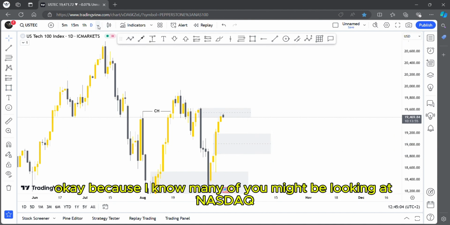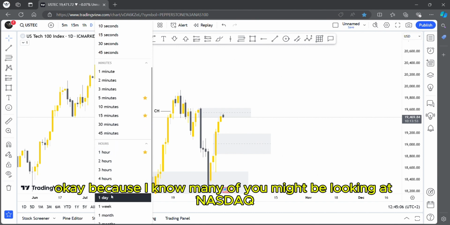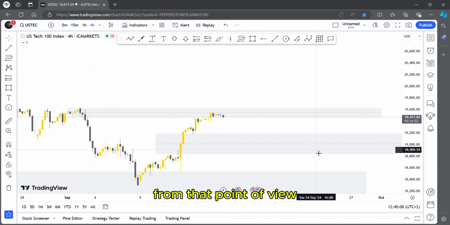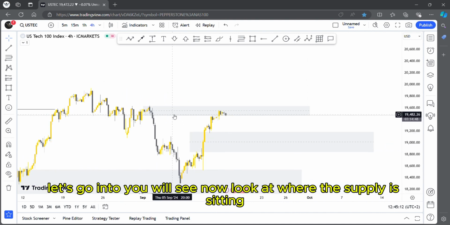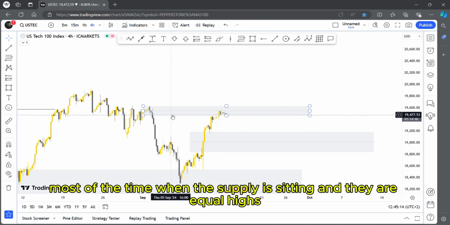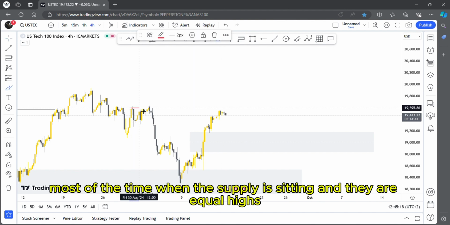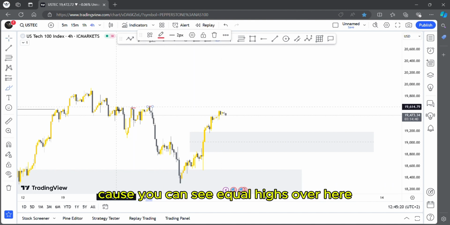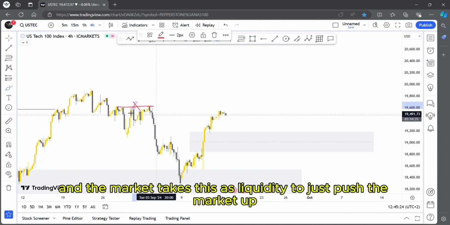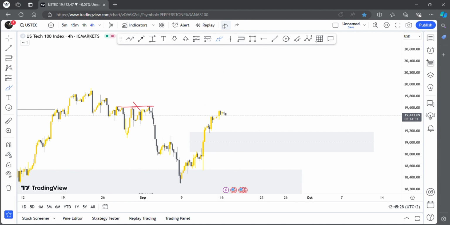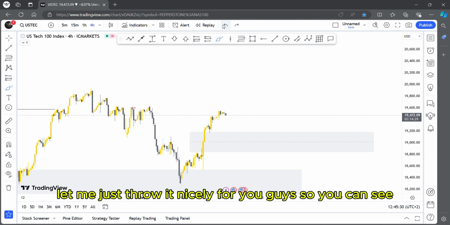Okay, because I know many of you might be looking at Nasdaq from that point of view. Let's go into, you will see. Now look at where the supply is sitting. Most of the time when a supply is sitting and they are equal highs, as you can see, equal highs over here, it's most likely to fail, and the market takes this as liquidity to just push the market up. Let me just draw it nicely for you guys so you can see it.